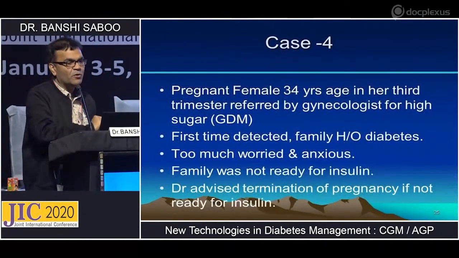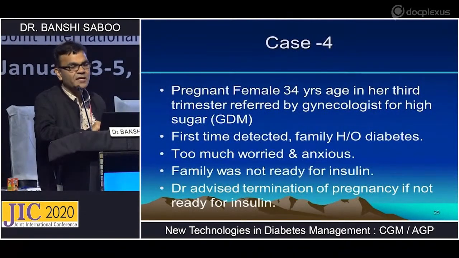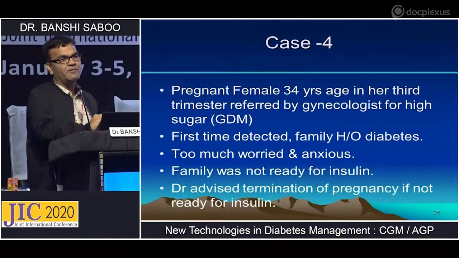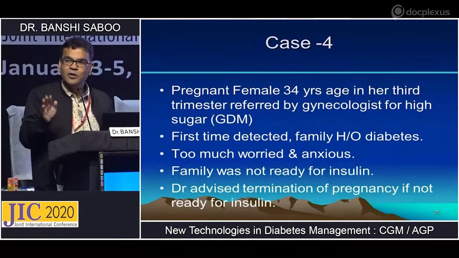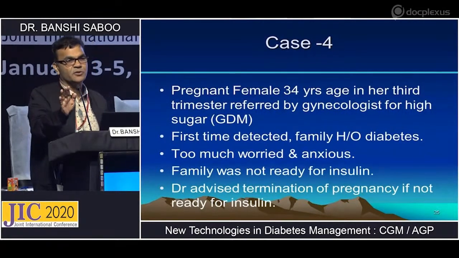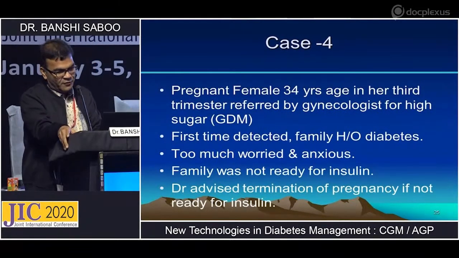The one last case which I want to talk about is a pregnant female, a GDM patient. The patient was not ready for insulin. As we know from the GDM guideline, the DIPSI guideline, if post-meal sugar is not getting controlled and stays more than 130, the patient definitely has to be on insulin. But we are forgetting that 50% of our GDM patients can also be controlled with good diet control. And this is what we have done for these patients.